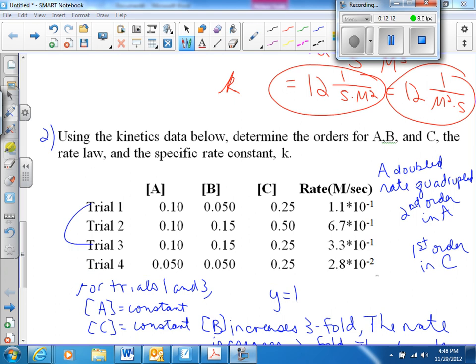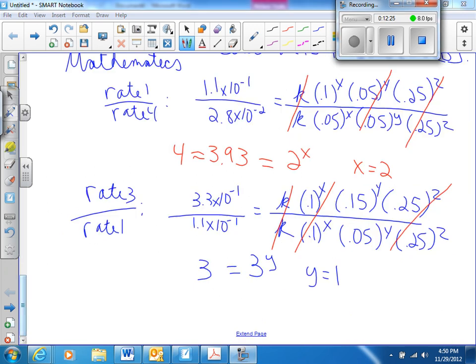Okay, so we're going to do trials 1 and 3, and I see between 1 and 3 the third has a larger rate, so I will do trial 3 over trial 1. I'm going to pause this and fill everything in. I get 3 is 3 to the y, therefore y must equal 1, because 3 raised to the first power is equal to 3. So now we have to find another 2 experiments to figure out the last exponent.